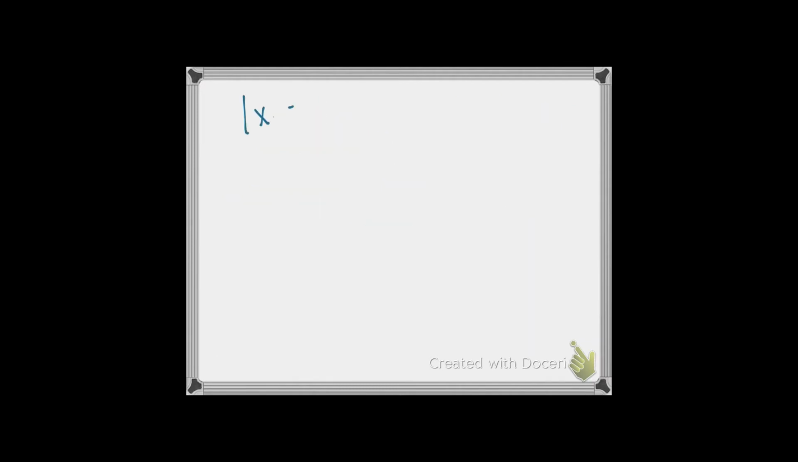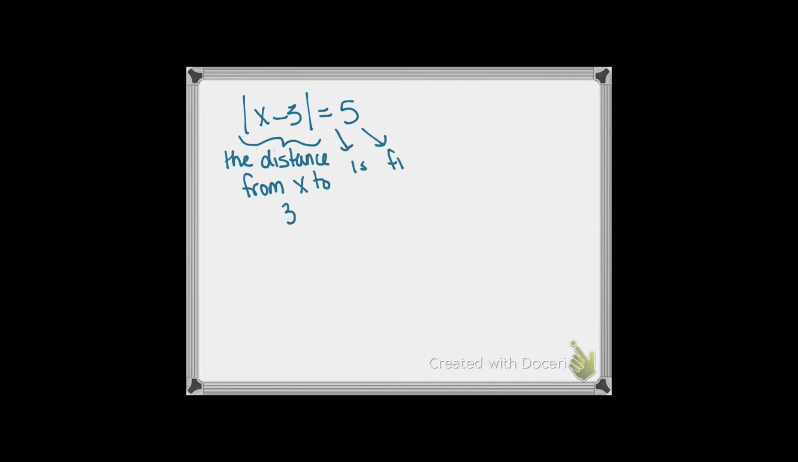Let's do one more where we're actually looking at the absolute value of x minus 3 equals 5. This is the distance from x to 3 as 5 units. Okay, so if I graph that on a number line, I'm going to plot 3. Once I get 3 plotted, then I will plot 5 units to the right and 5 units to the left. 5 units to the right is 8, and 5 units to the left is negative 2. So the answers are negative 2 and 8.